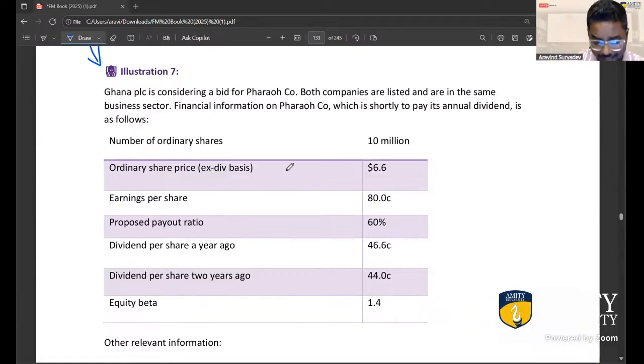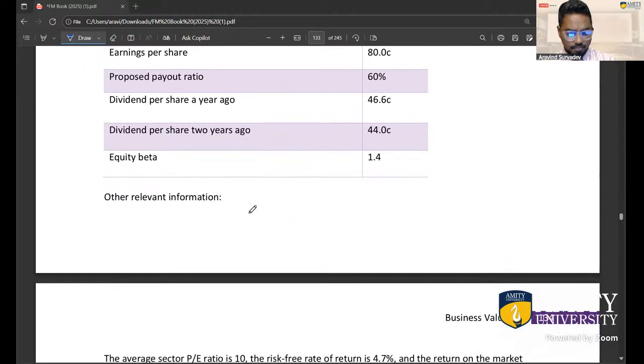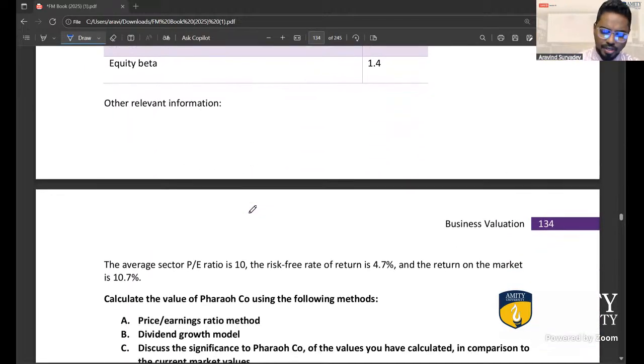So, Ghana PLC is considering a bid for Faro Company. Both companies are listed and are in the same business sector. Financial information on Faro Company, which is shortly to pay its annual dividends, is as follows. I can see the number of ordinary shares and the ordinary share price, on an ex-dividend basis. The number of ordinary shares is 10 million. A bunch of information is given to us. Then other relevant information is also given to us.